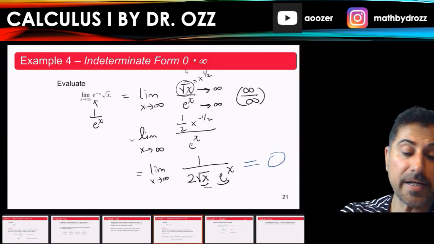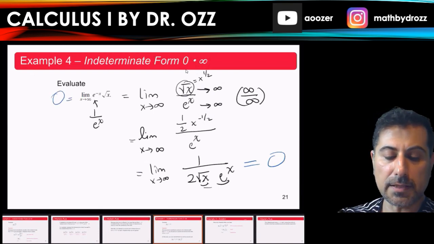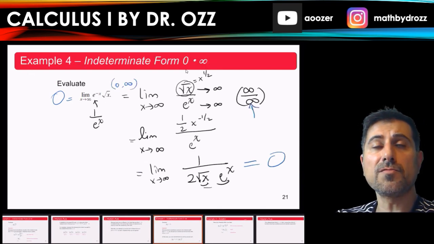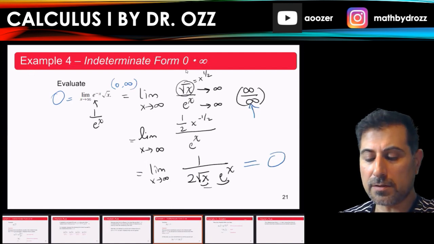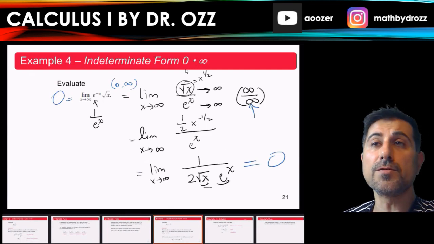Because I converted this 0 times infinity type indeterminate form to infinity over infinity type indeterminate form, I was able to use the L'Hopital's rule, and that turns out to be the limit value 0. So is the very first limit.